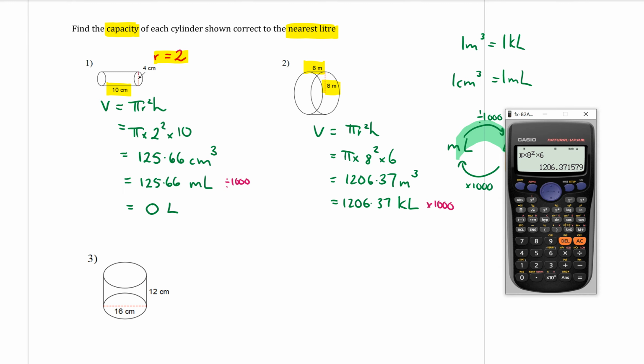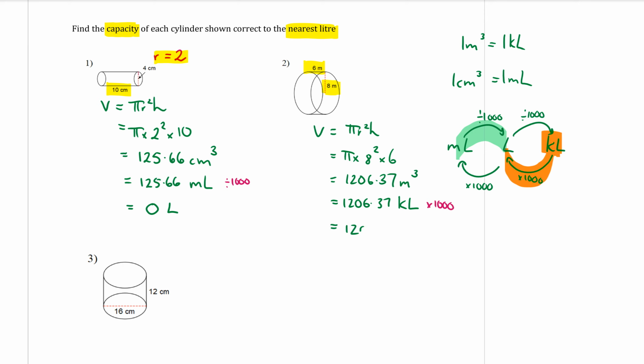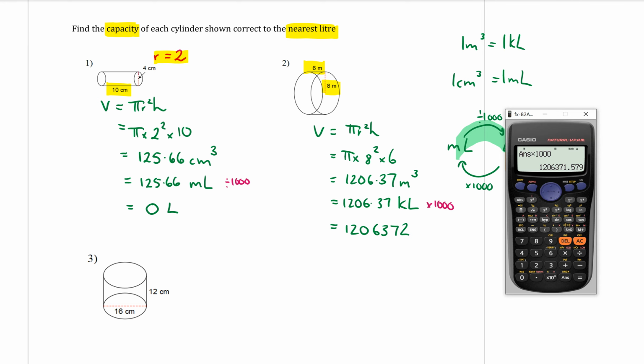And we've already got that number in our calculator. Don't delete it because we want all those decimal places that are in there. So if I go times 1000, that is the number of litres in that cylinder. So to the nearest litre, that 5 is going to round that 1 up to be a 2. So it'll be 1206372. Okay, and that is now in litres.